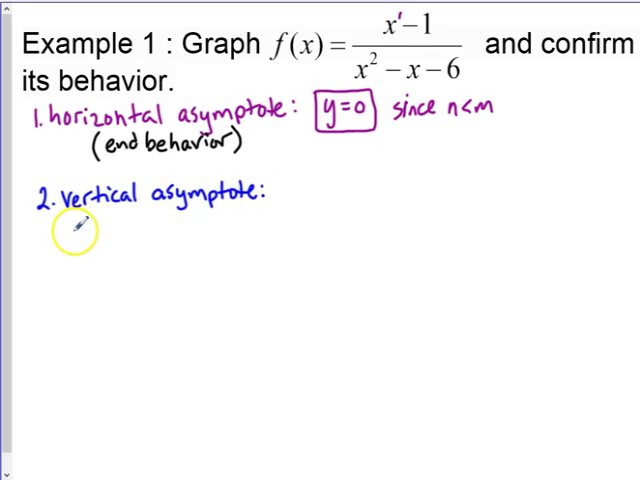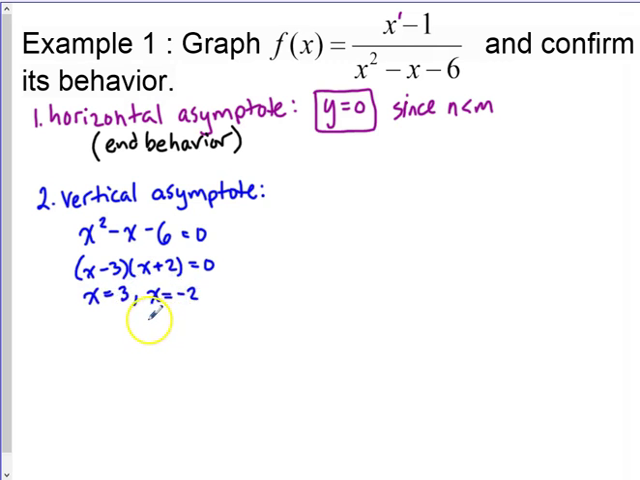Well, we want to work this out algebraically, so we're going to take our denominator and solve for when the denominator equals 0. What makes the denominator equal 0? So go ahead and do some factoring. All right, so that should be a plus right there. And therefore we have the values of 3 and negative 2. Okay, so we could peek at the table to see that, in fact, that is the case. We'll do that in a moment.